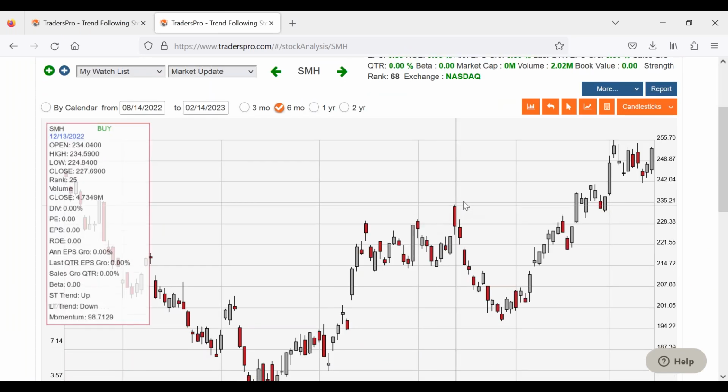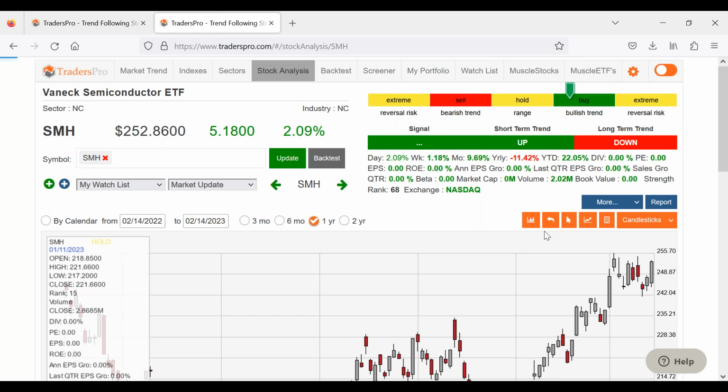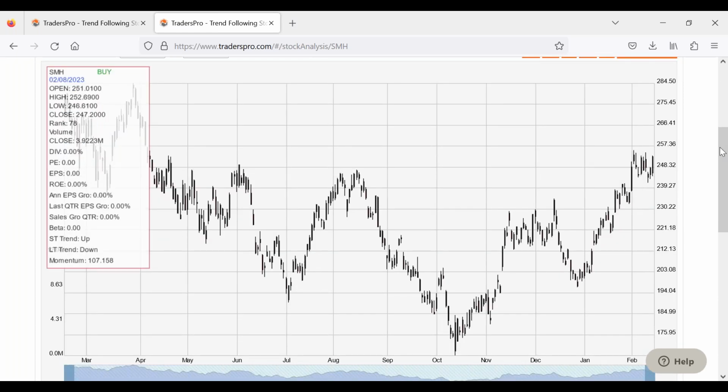Now the chip stocks, they've been outperforming. We talked about this, really performing strongly. They look like they're coming out of a correction here as well. They recently broke out of that range there.